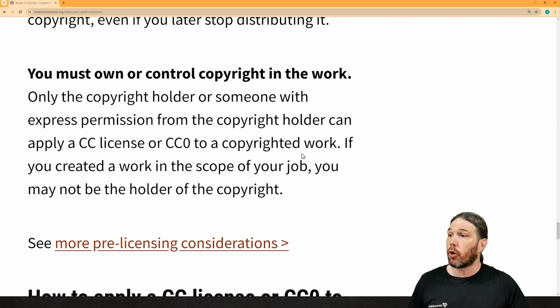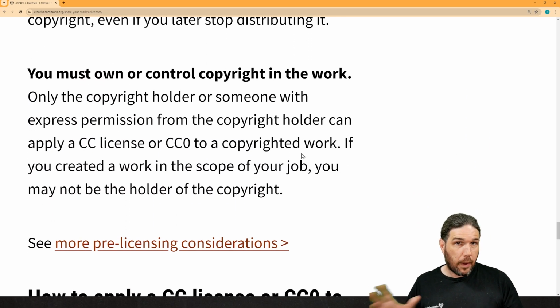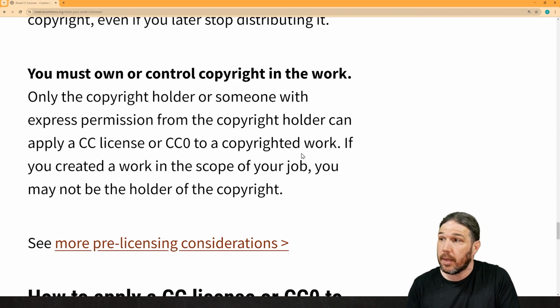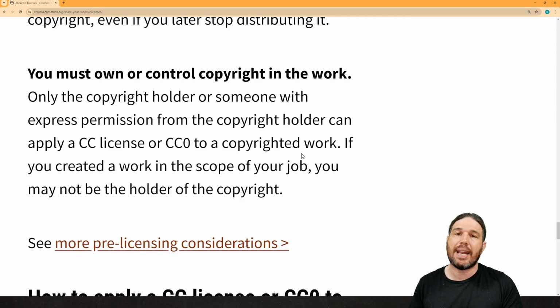You must own or control the copyright in the work. Now, I hope this makes sense. Only the copyright holder or someone with express permission from the copyright holder can apply a CC license or CC0 to a copyrighted work. If you created the work in the scope of your job, you might not be the holder of the copyright. A lot of the time, if you make something for a company, the thing that you made actually belongs to the company, not to you, so you don't get to control the copyright of that material. So anytime you create something for a job, you have to make very, very sure that you have the permissions before you apply one of these licenses.